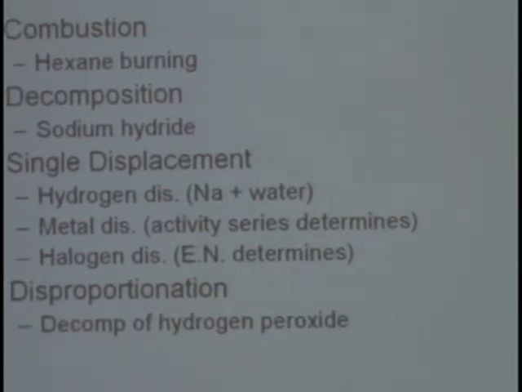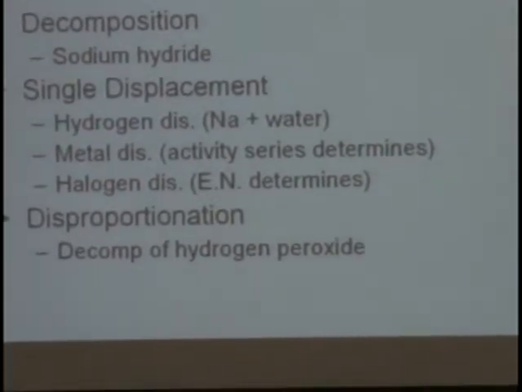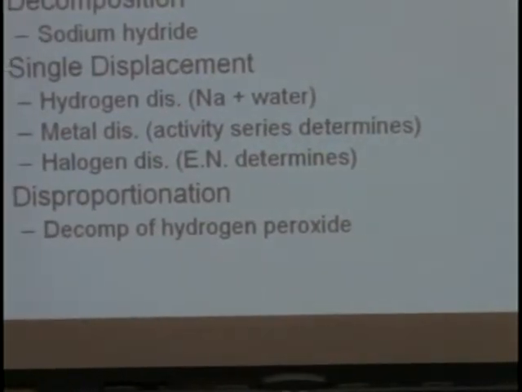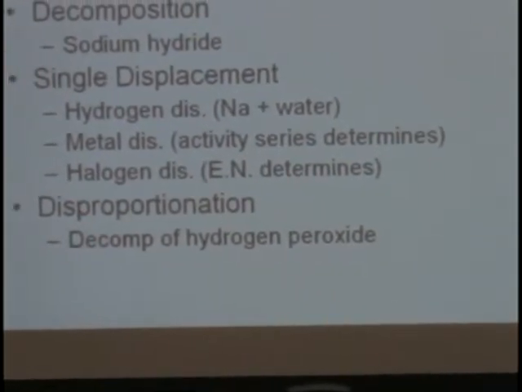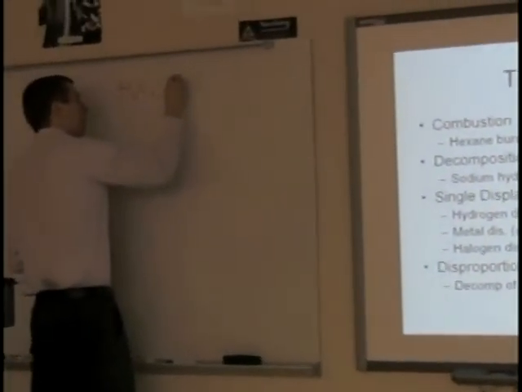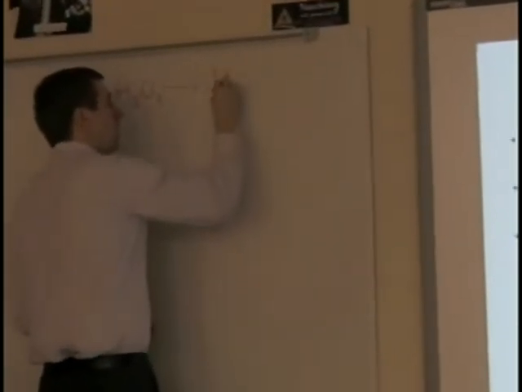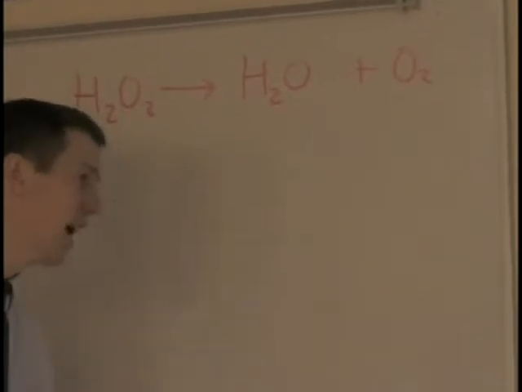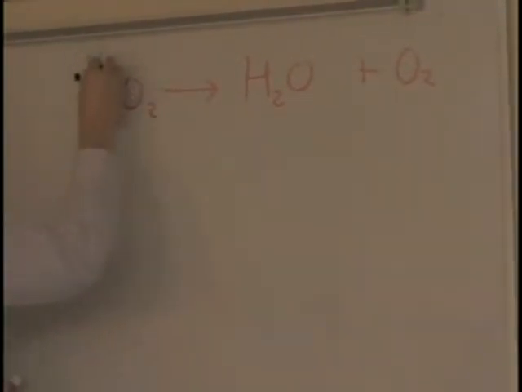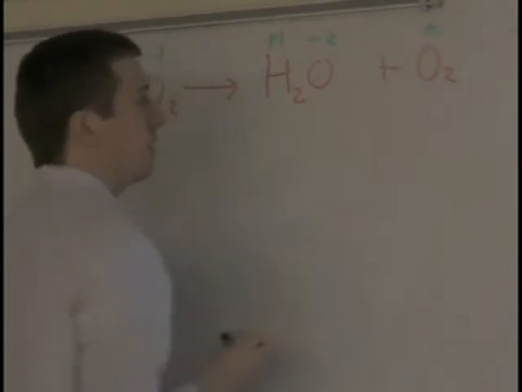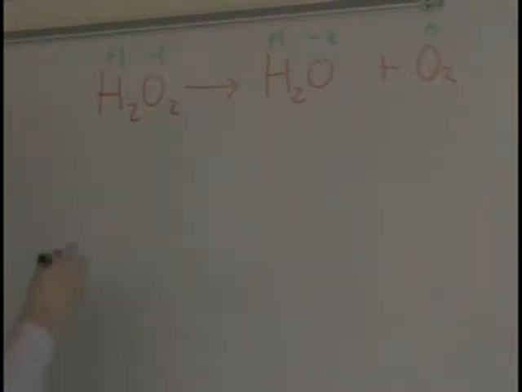Disproportionation reaction is the last one to bring up. That's the decomposition of hydrogen peroxide. Disproportionation reaction is very unusual. The same element is both oxidized and reduced. So I want to show you that example before we move on to the last couple of slides. H2O2 is hydrogen peroxide. It makes H2O, which is water, plus O2. If I assign oxidation numbers, hydrogen's a +1, oxygen in a peroxide is a -1. Hydrogen's a +1 here, this oxygen's a -2, that oxygen's a 0. Hydrogen, you notice, doesn't change at all.